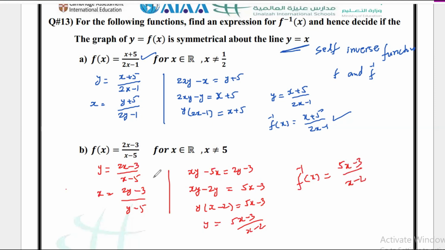But this answer is different if we compare with f of x. So this is not a self-inverse function.